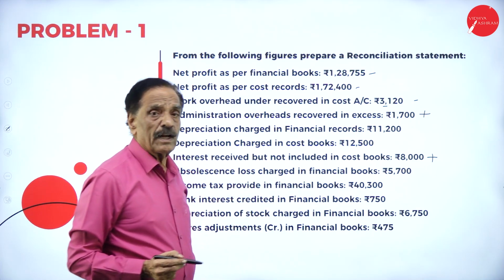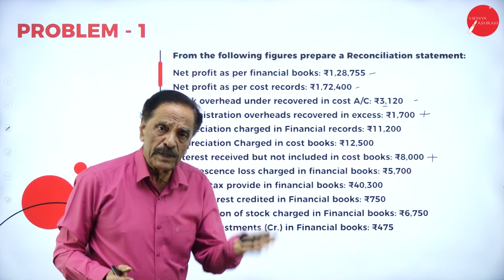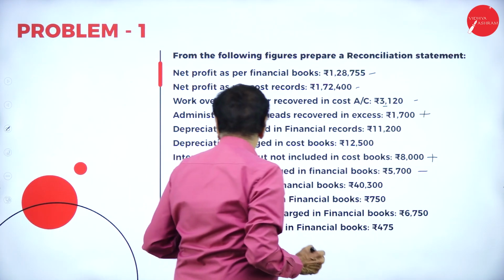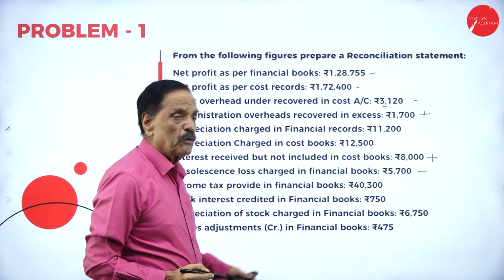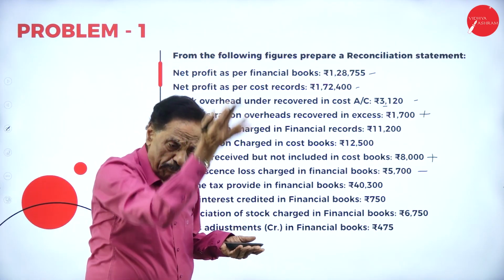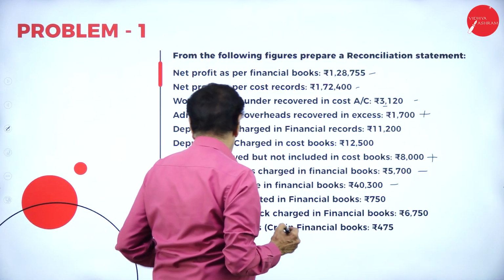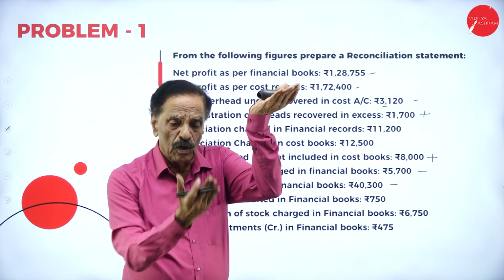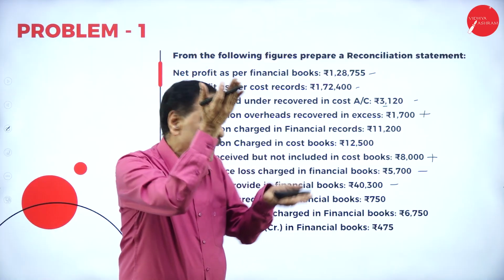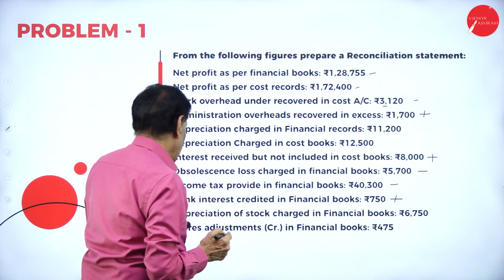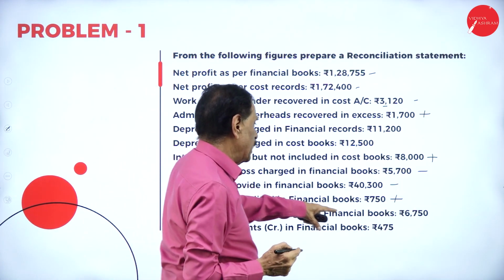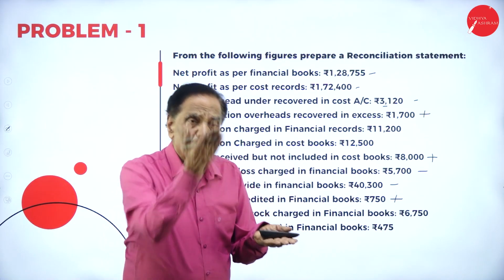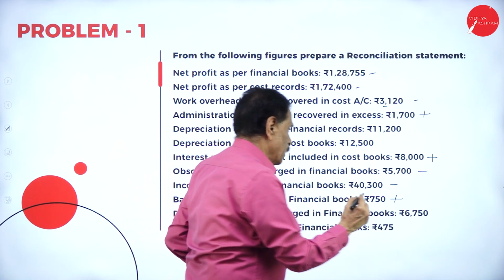Obsolescence loss in financial account. What will happen? Their profit is less, our profit is more, minus. Income tax provided in the financial book, their profit has come down, costing profit also comes down. Bank interest credited in financial book, what will happen to financial book? Will rise, no entry in cost book, less, to make equal, add back. Then deficient stock charge in financial book, no charge in the cost book, what will happen? Financial book comes down or cost book is more. So you have to come down now.